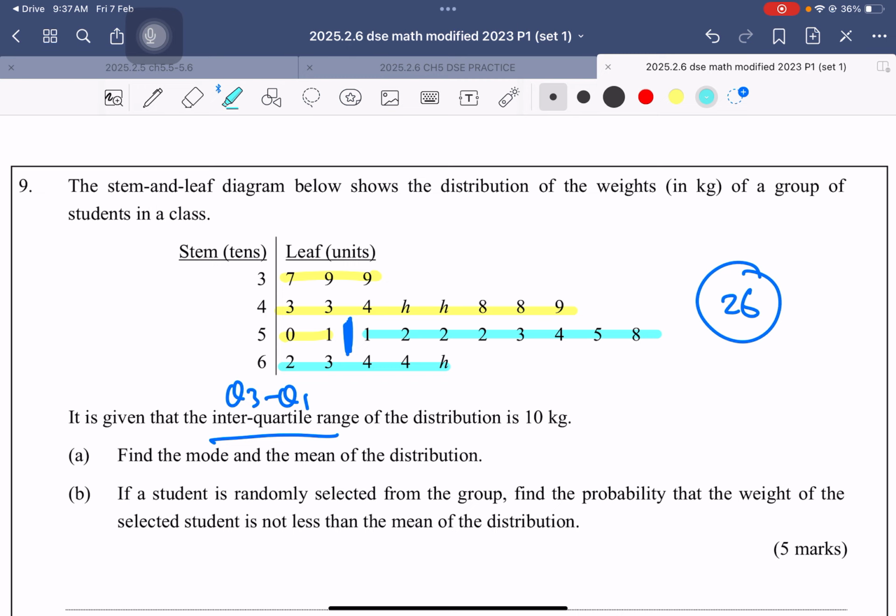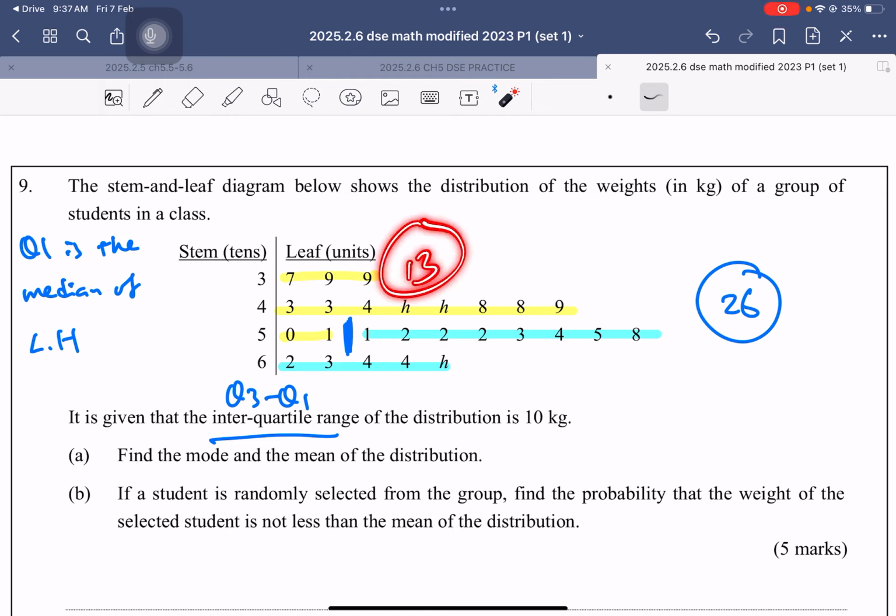Okay, so what's the meaning of Q1? Q1 is the median of the left half. Remember, Q1 is the median of the left half, and Q3 is the median of the right half. So how many numbers are there? We have 13 numbers, isn't it? So which number to choose?